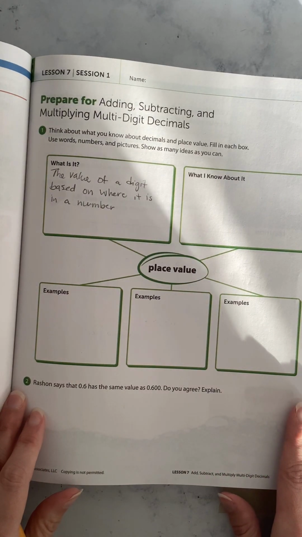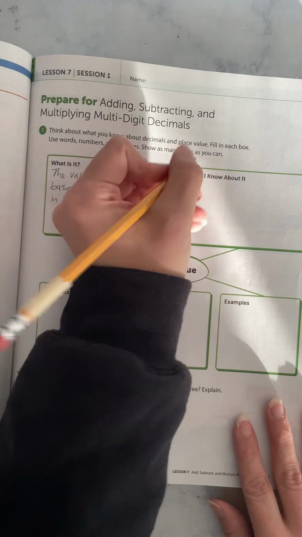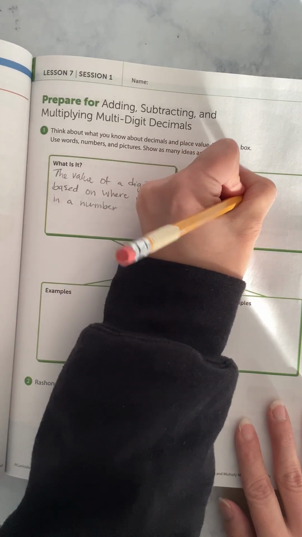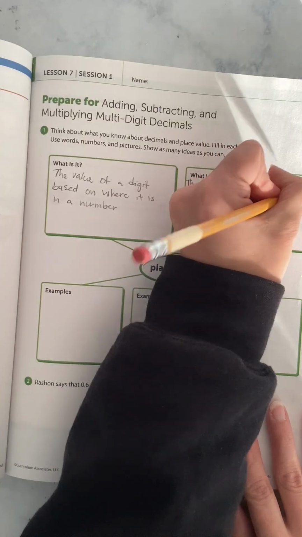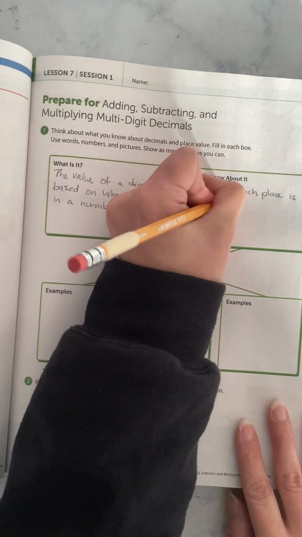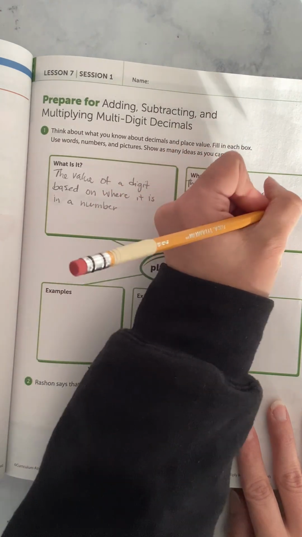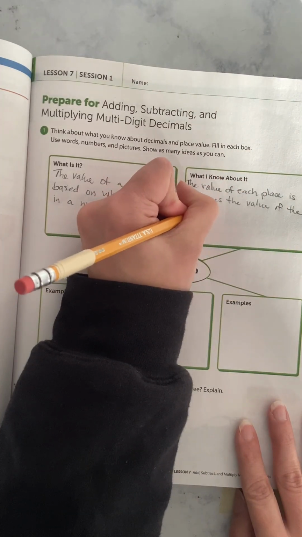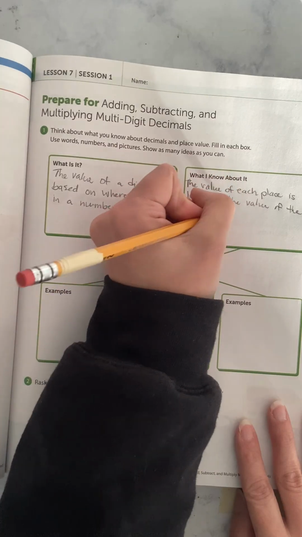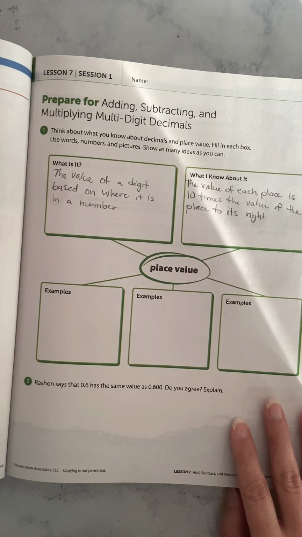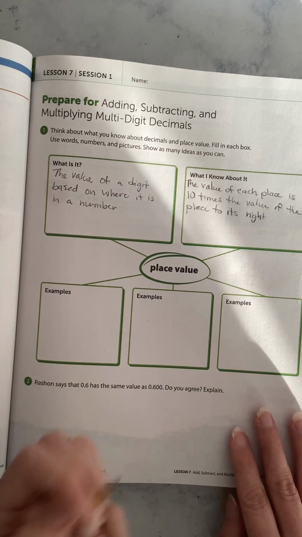Okay, so what do I know about it? Well, we know that the value of each place is 10 times the value of the place to its right. So let's write that. The value of each place is 10 times the value of the place to its right. And 1/10 of the value of a place to its left.